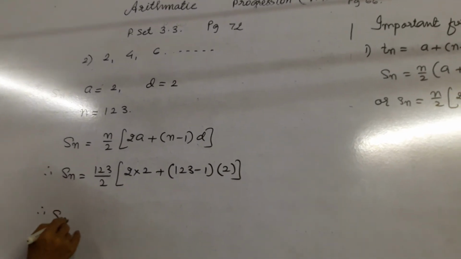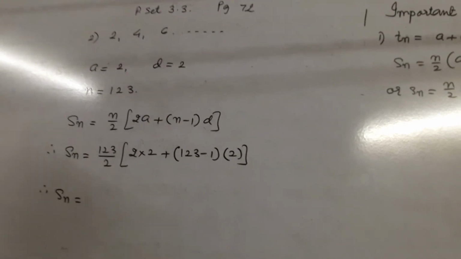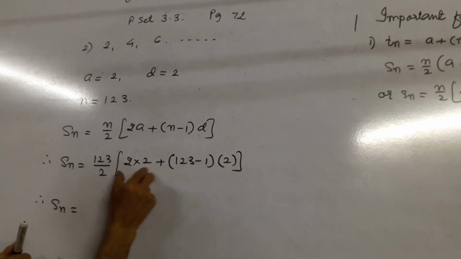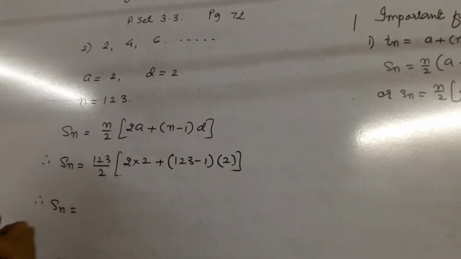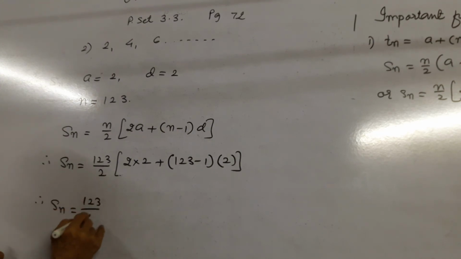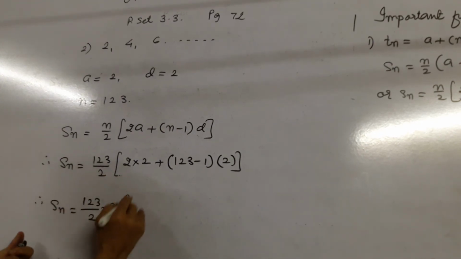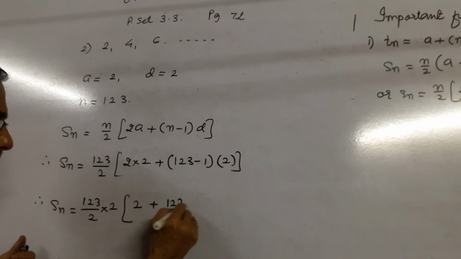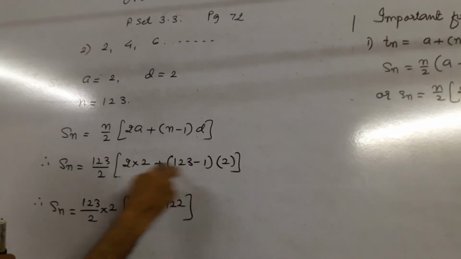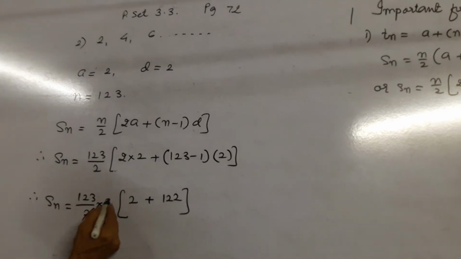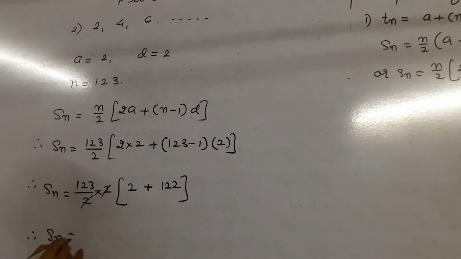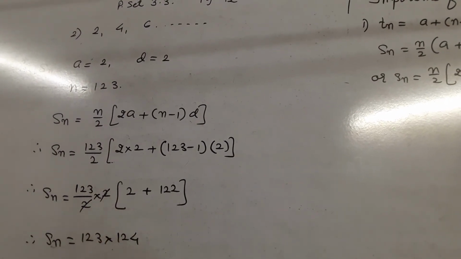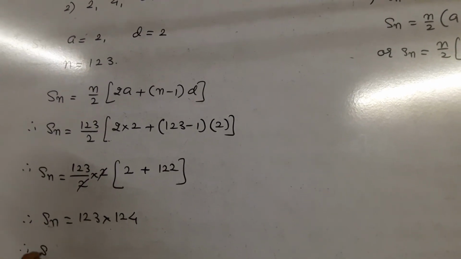Now you find that 123 is not divisible by 2. But here you will find two terms, first term and second term, and in both terms 2 is common. You can see easily 2 is common. So bring this 2 out of the bracket, and in the bracket 1 2 remains, plus here 122 remains. Because this 2 and this 2 are taken out of the bracket, you can easily cancel them. Therefore Sn is equal to 123 into 124. So take the product of 123 into 124 and you get the answer.